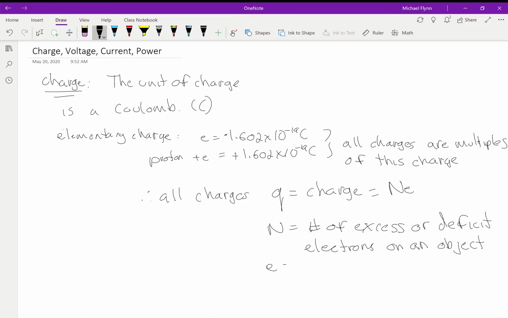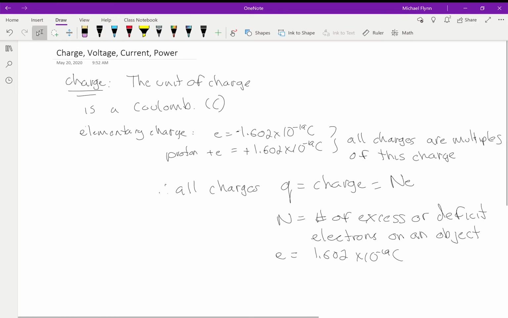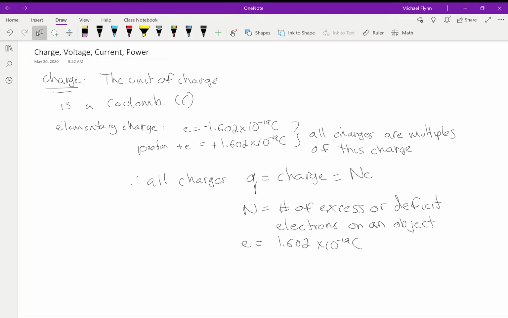And of course, e is 1.602 times 10 to the negative 19 coulombs. Okay? And the way it works is if it's an excess, it's a negative charge. If it's a deficit, it's a positive charge. And we just use this number and write it as a positive number, and you decide whether it's excess or deficit based on whether the charge is negative or positive in the problem. Okay? So that's how you measure charge.